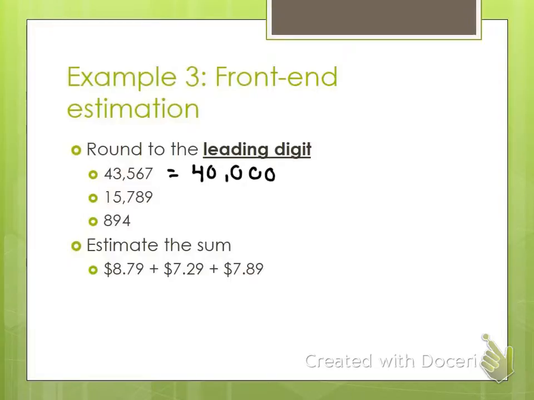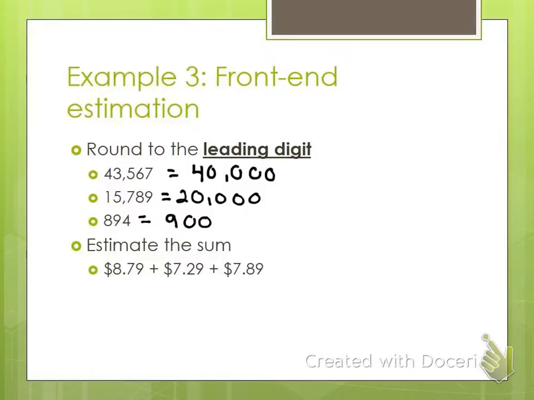I want you to try to round 15,789 to the leading digit. So use front-end estimation to round that number. All right, so 15,000 rounded to 20,000. Okay, because the 5 rounds the 1 up. And what about 894? What's that going to be if I round to the leading digit, Emmanuel? 900. Okay, 900.